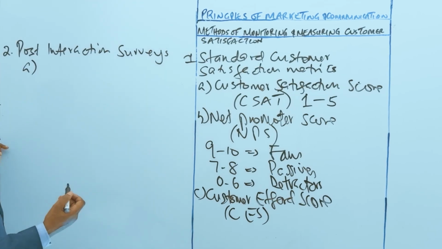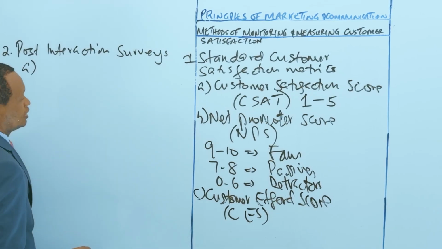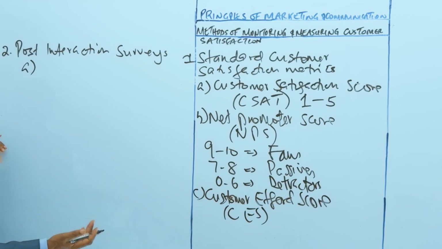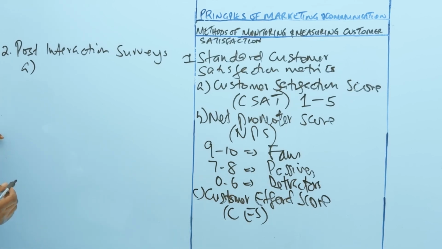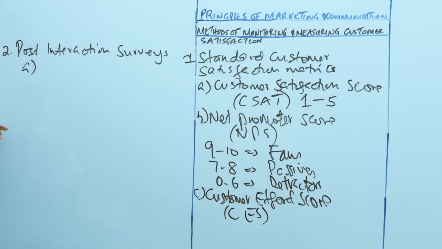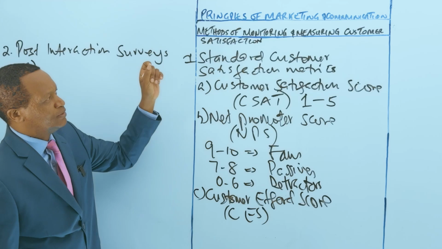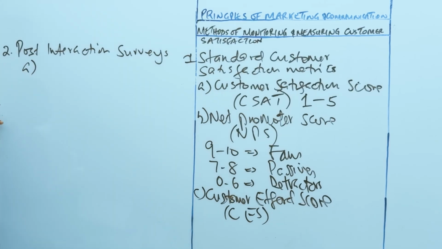Immediately a customer purchases or has an interaction with the company, a survey is sent, questions are sent, the customer answers the questions, and we are saying you can use SMS, you can use WhatsApp, and so on. Post-interaction survey is one method of measuring and monitoring customer satisfaction.